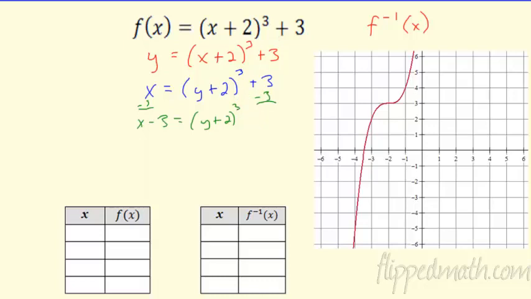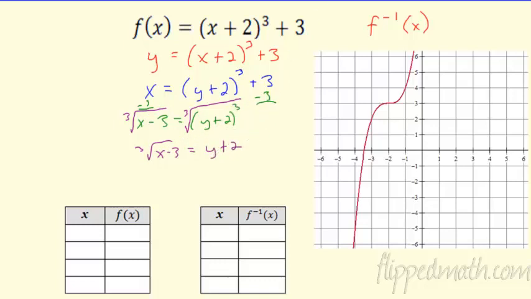So how do I undo that? What undoes a cube? Well, this is going to be the cube root. So that's this opposite right there. Boom. I'm going to take the cube root of both sides. So when I do that, I'm looking at the cube root of x minus 3 equals what? Well, those canceled each other out, so I'm left with y plus 2.